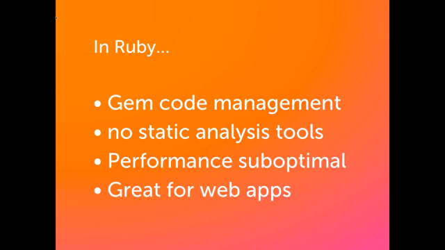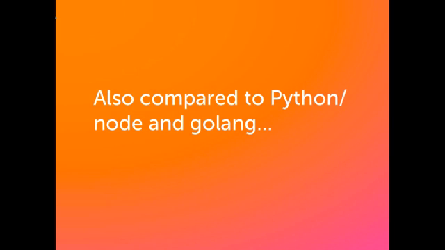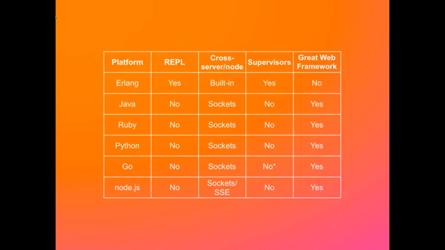Often gems can be difficult in terms of code management. I think also we looked at Python and Node and Go. We sort of made a little chart at one point and said, okay, and it didn't look quite like this. This is kind of my memory of it, but it's sort of like, okay, what do we need?